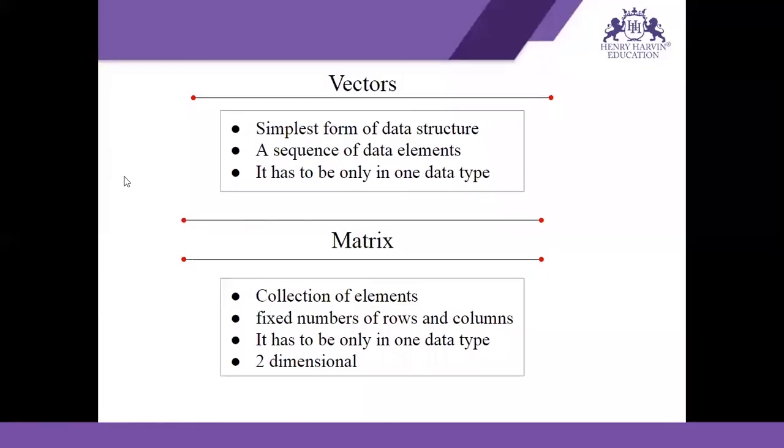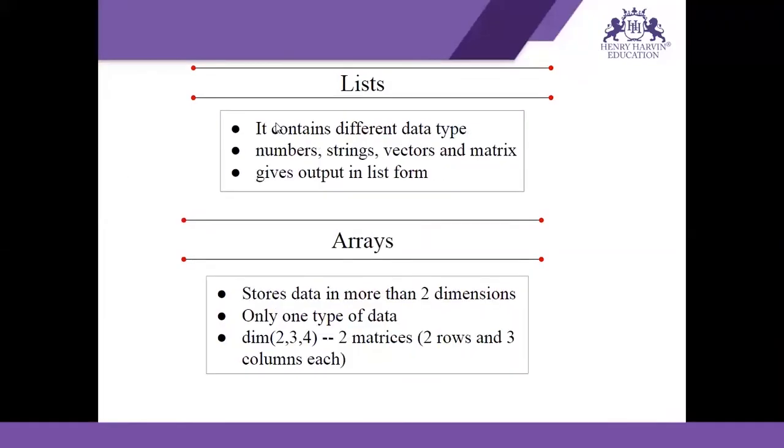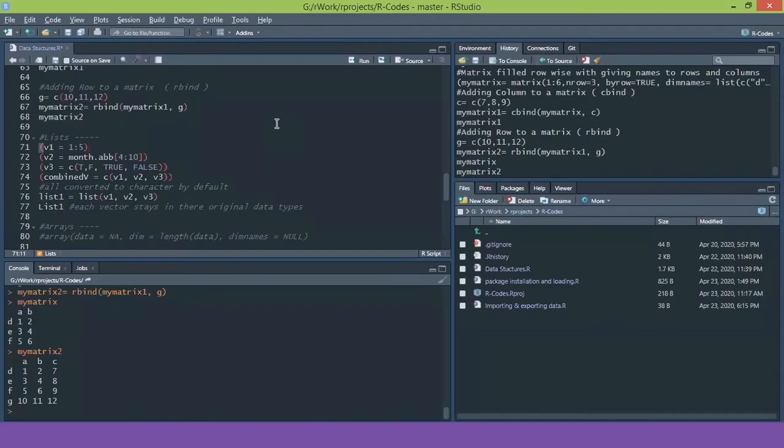Next is lists. If we talk about lists, a list contains different data types. It is a combination where we can use numbers, strings, vectors. What happens is when we create a list, the vectors or matrices stay in their original data type, but when we execute the command of list, it gives the output in the form of a list.